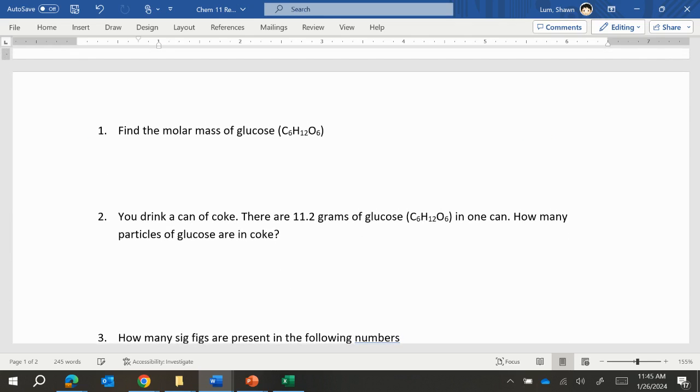Find the molar mass of glucose. Carbon is 12. Hydrogen is 1. Oxygen is 16. So times that by 6, times that by 12, times that by 6 as well. And so 6 times 12 is 72. And so it'd be 72 plus 1 times 12 is 12. And then 6 times 16 is 96. Add those things up.